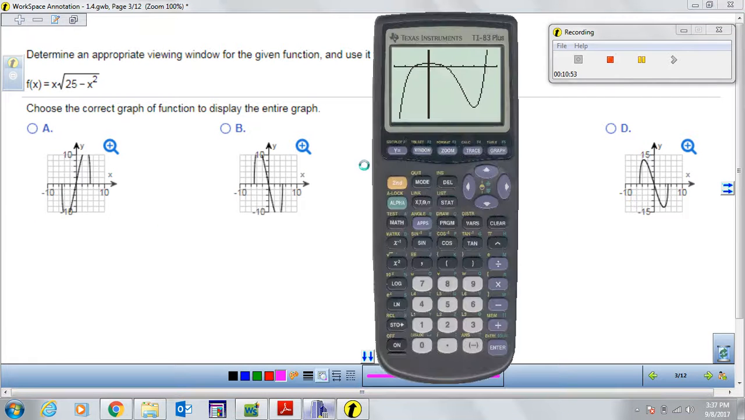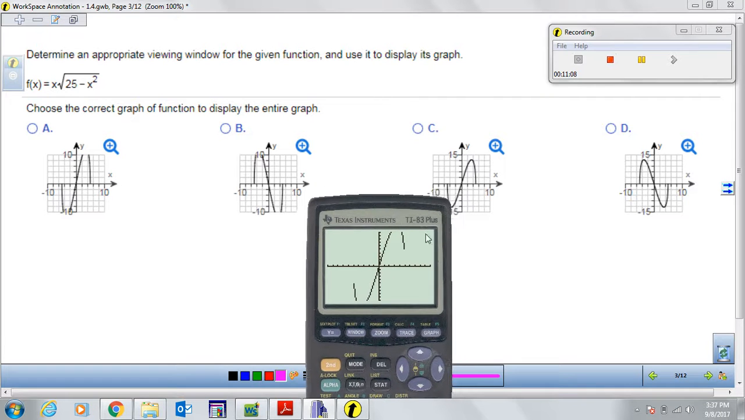This next one, let me graph here x, and then the square root of 25 minus x squared. Close the parentheses. Let me change already to factory finish, to standard. Okay, so this is what we see. Now, I need to see where is the maximum point of this curve, where is the lowest or the minimum point of this curve, right, on the left side.